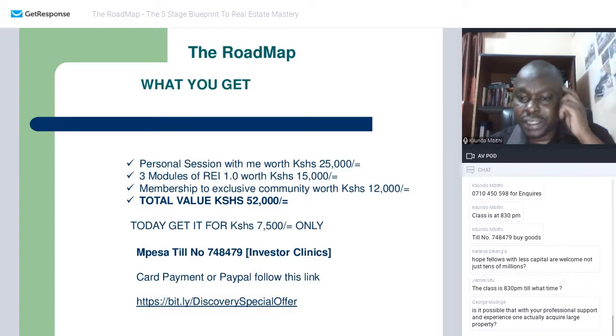Is it possible that with your professional support and experience, one actually acquires a large property? Yes, it's possible, George. For the present offering, I handle properties from whatever amount all the way to 100 million. But when a property goes beyond 100 million, we revert to the scale of fees for my professional undertakings. So yes, George, we support acquisitions for large properties.